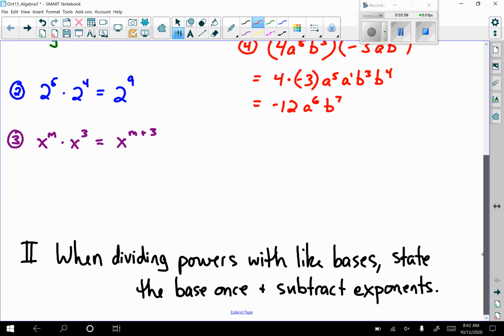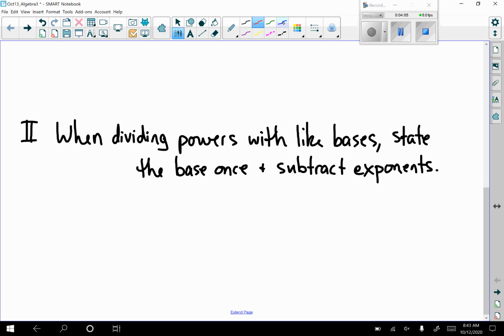All right, so what happens when we divide powers with like bases? Well, that's where we subtract. We state the base once and subtract the exponents. So let's say here I have m to the 9th over m to the 4th. In other words, we're really answering the question, where are there more factors and how many more?